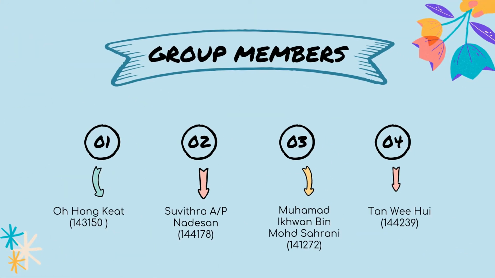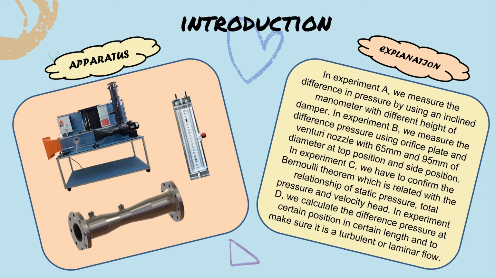So first of all, I will introduce my group members in this group, which is Oh Hon Kiat, Suvitra, Kuat, and also Tan Wee Hui. Each one of us will present each part. I'm going to present the introduction, objective and theory part, while Wee Hui will present the procedure of this experiment. Oh Hon Kiat will present the result and discussion, while Suvitra will present error analysis and conclusion. So, without any further ado, I will discuss the introduction first.